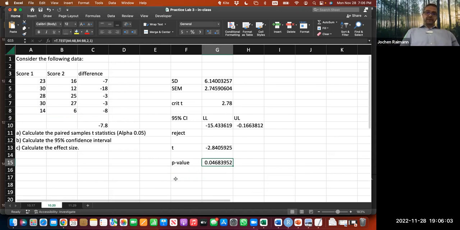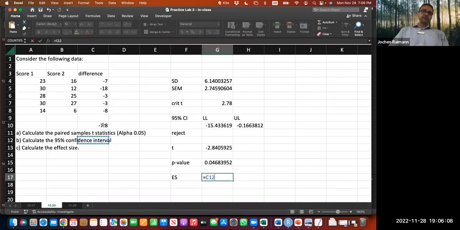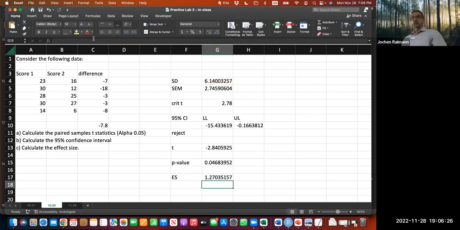Good. Effect size is simply the difference divided by the standard deviation, which is minus 1.27. Keep in mind that even if it's negative, the conventions don't distinguish between negative and positive. You're looking at the absolute value. That means even if it's negative in the two-tailed hypothesis, you will always drop the negative sign. So you have a large effect size in that comparison between score 2 and 1.